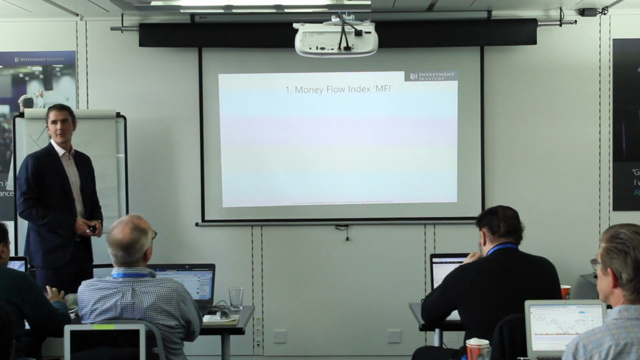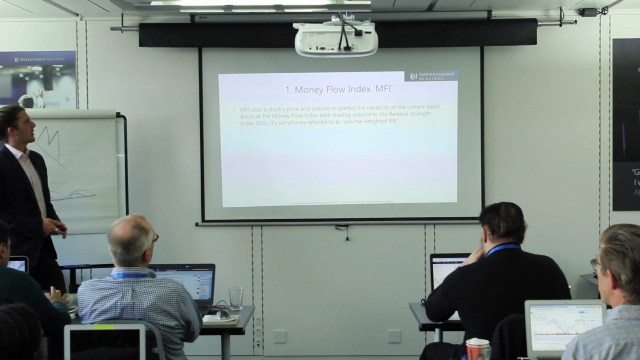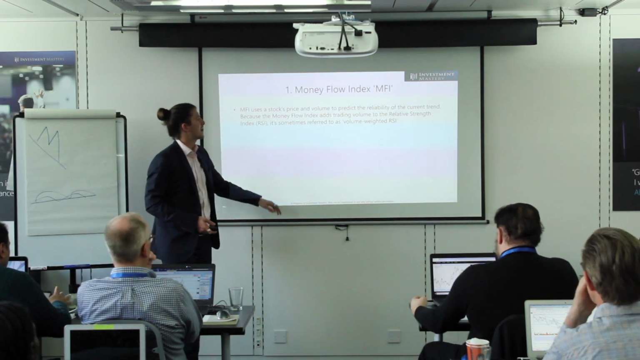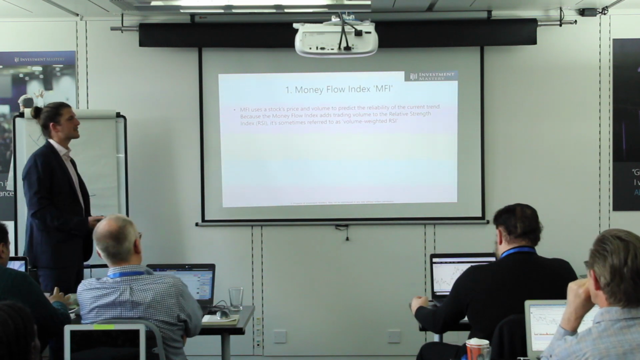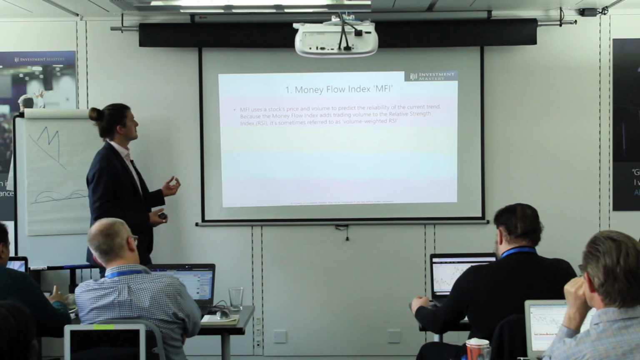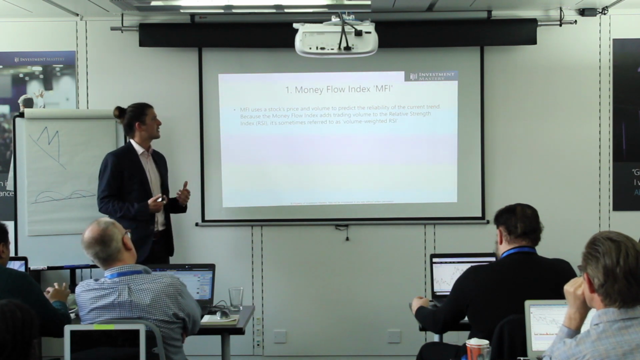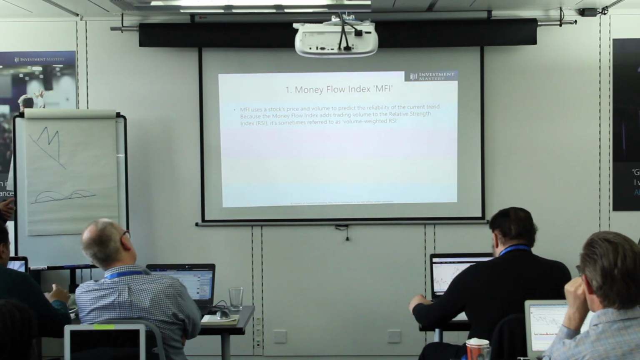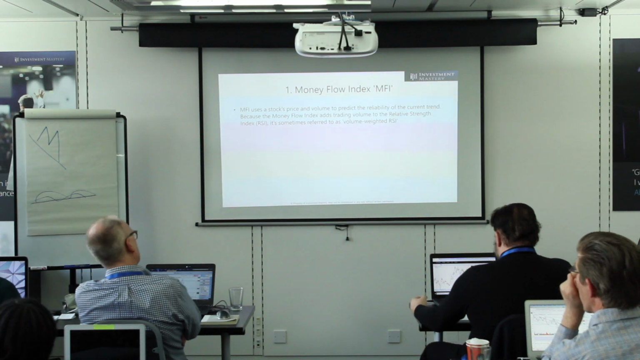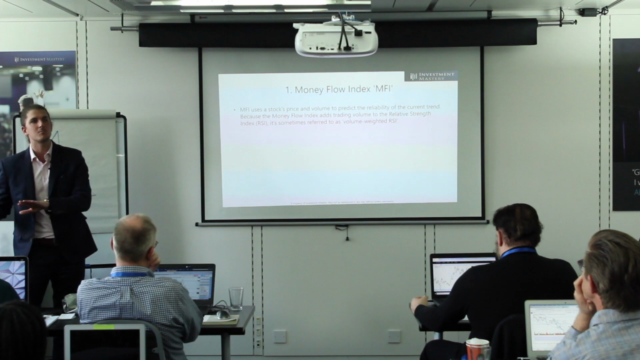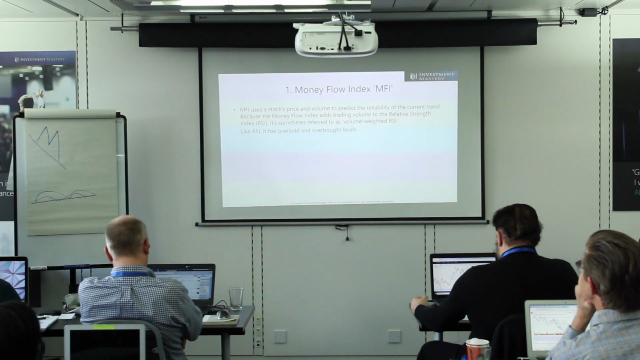It's going to cover the theory first. So the money flow index, the MFI. MFI uses stock price and volume to predict the reliability of a current trend. So we need to know that the trend is valid. Because the money flow index adds trading volume to the relative strength index, it's sometimes referred to as volume-weighted RSI. So we use the MFI together with the RSI to get some extra confidence. We want to see that the money is moving in the right direction.